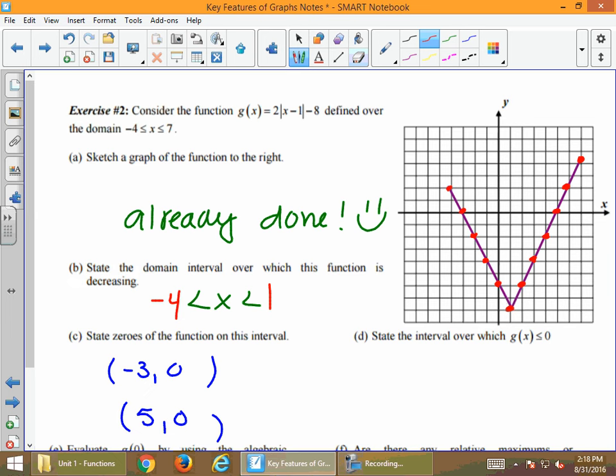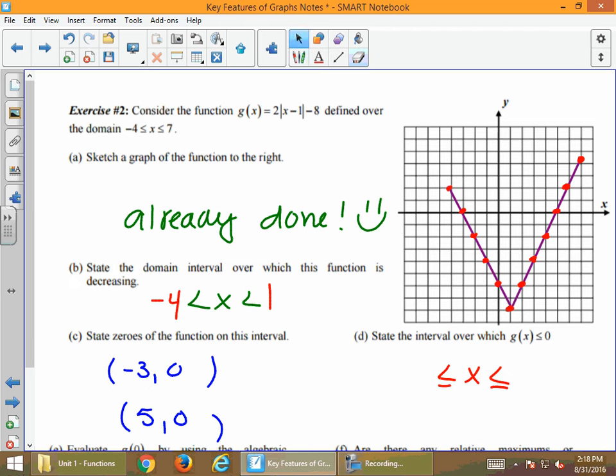Just say the interval over which this function is less than or equal to 0. We're still going to use this nice little notation. If you notice, there is a line underneath the inequality here. So what do we need to put under our inequalities in our notation? A line. This will indicate to you what inequality you're using. So if there's no lines, you don't put a line. If there is a line, you do put a line. So that means equal to 0, so our intercepts are included.